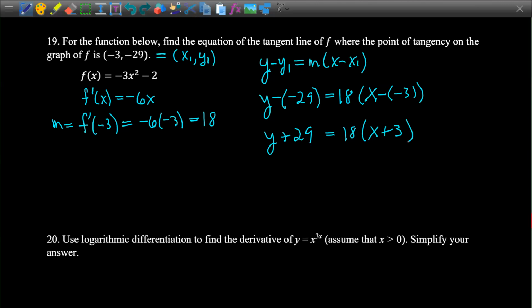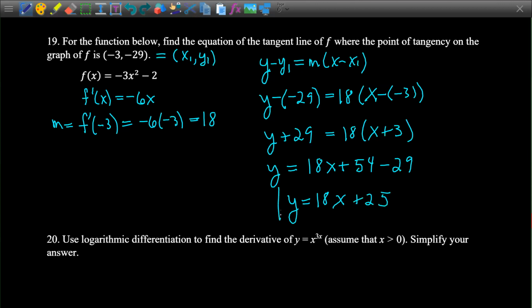And it doesn't really say what form to put your equation in. So that would suffice, although let's see, 18 times 3. We can put this in a slope-intercept form pretty easily, with plus 54 and then subtract 29 from both sides. And there is our answer. Although that answer would suffice as well.